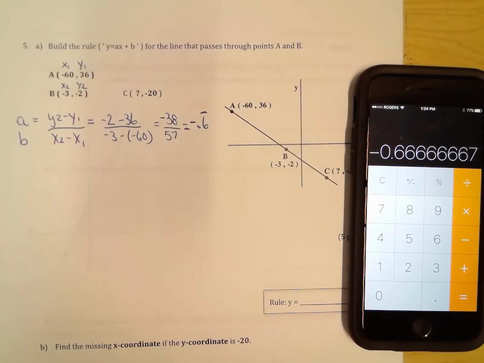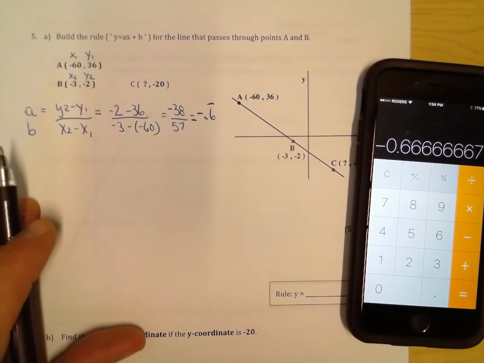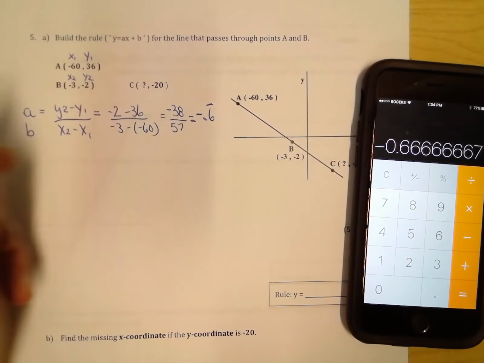The A is done. We know that the rate of change is a negative 0.6 repeating. We now have to get the B. And just like last time, in order to get the B, we're going to do it with a substitution.